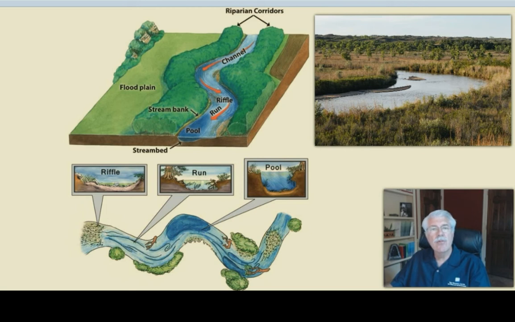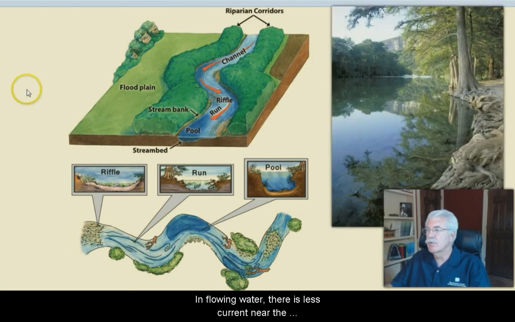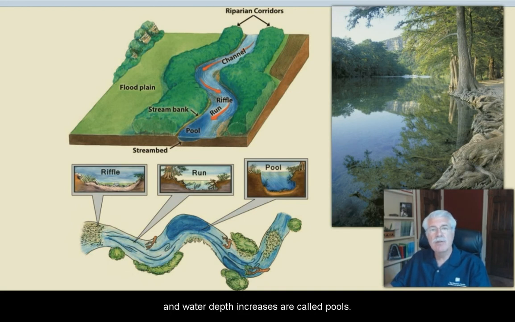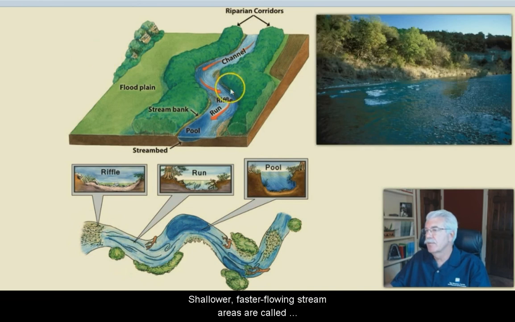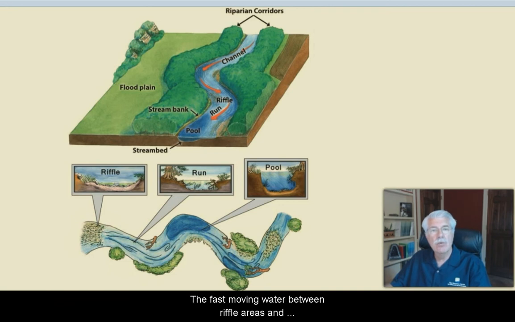Areas where the stream flow slows and water depth increases are called pools. Shallower, faster flowing stream areas are called riffles. These areas can usually be identified by looking for small waves seen on the surface. The fast-moving water between riffle areas and pools is called a run.